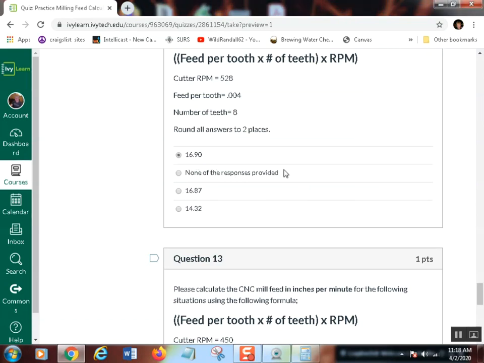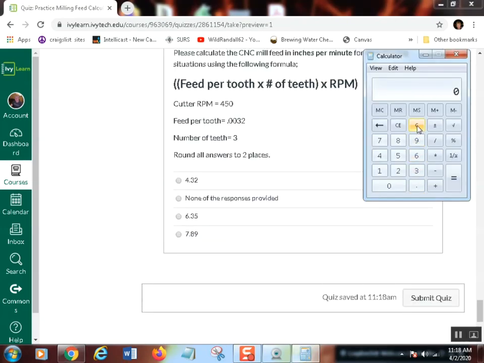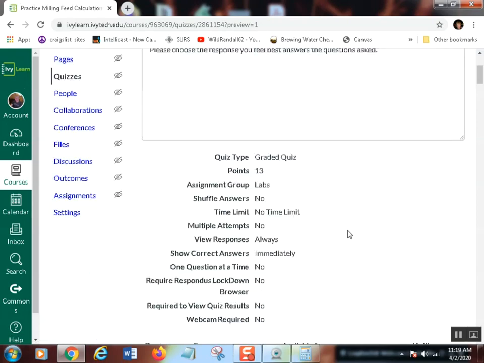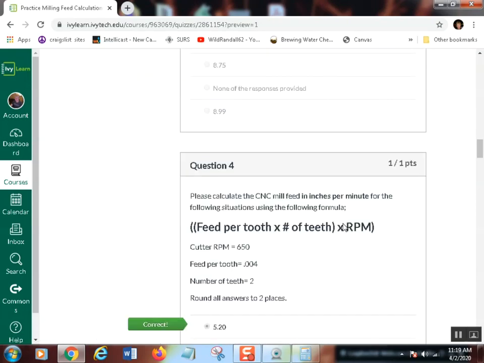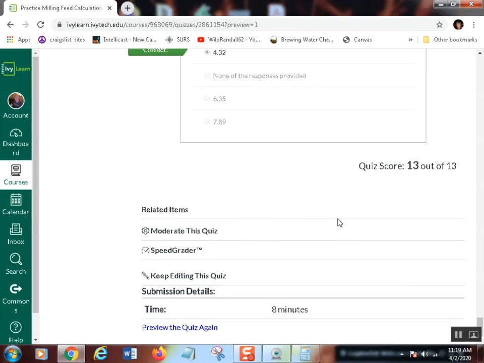Yeah, okay. And I think this is, yes, this is the last one, so let's do that real quick here. Clear it out. Doesn't take a whole long time. 0.0032, times 3 equals that, and then times 450 equals that. 4.32. Done. Let's submit our quiz. And everybody's going, let's see if you're right. Well, unless I really screwed one up here. Yay, I got 100. 13 out of 13.